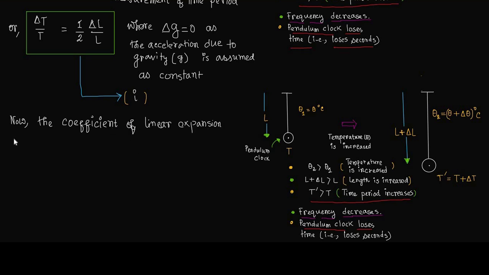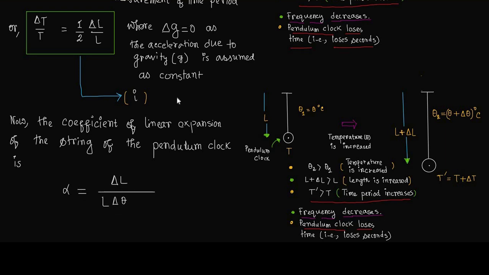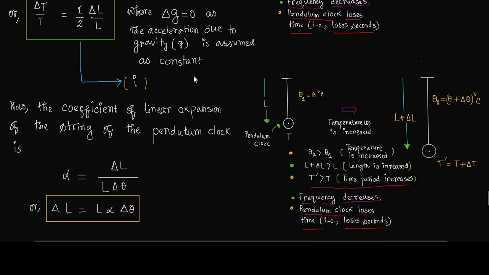Again, the coefficient of linear expansion of the string of the pendulum clock is alpha, which is change in length, that is delta L divided by L into delta theta. Alpha is equal to delta L divided by L into delta theta, or delta L is equal to L alpha delta theta, which is equation 2.